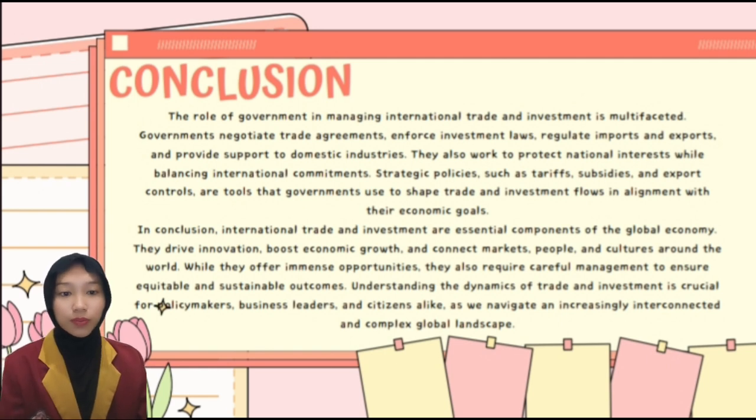In conclusion, international trade and investment are essential components of the global economy. They drive innovation, boost economic growth, and connect markets, people, and cultures around the world. While they offer immense opportunities, they also require careful management to ensure equitable and sustainable outcomes. Understanding the dynamics of trade and investment is crucial for policymakers, business leaders, and citizens alike as we navigate an increasingly interconnected and complex global landscape.